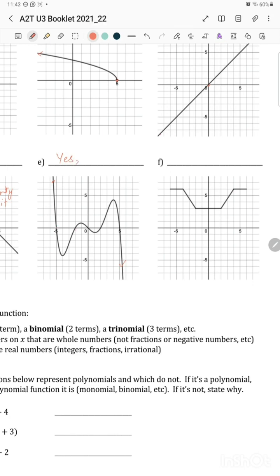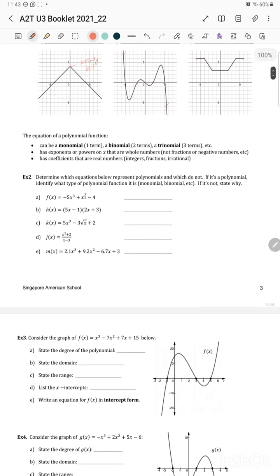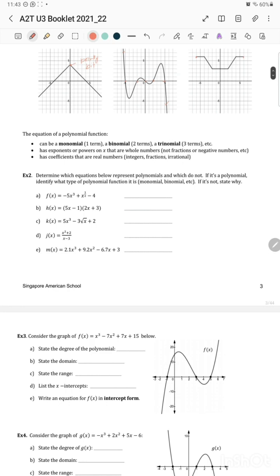And 1, 2, 3, 4, 5, of degree 5. And this is ending over here and over here, so it's not a polynomial. Okay, the equation of a polynomial function can be a monomial.